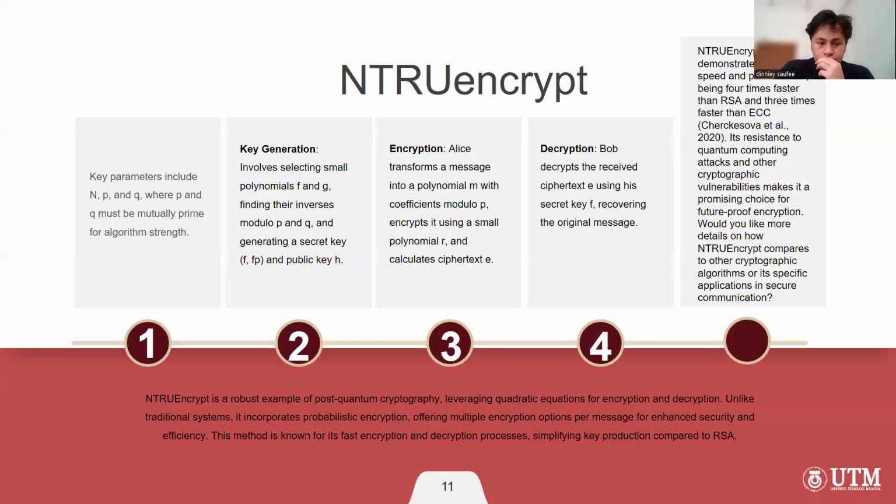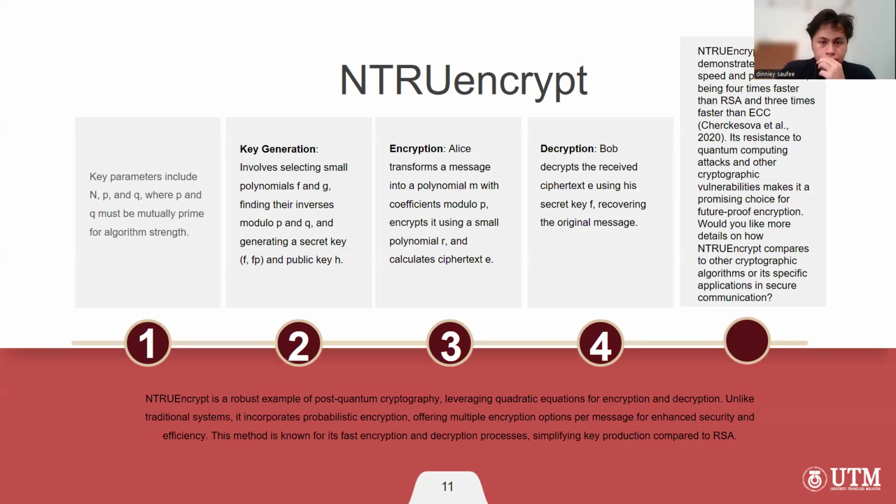NTRUEncrypt for short is a robust example of post-quantum cryptography. It leverages polynomial equations for encryption and decryption. And unlike the usual system, it incorporates probabilistic encryption, offering multiple encryption options per message for enhanced security and efficiency.